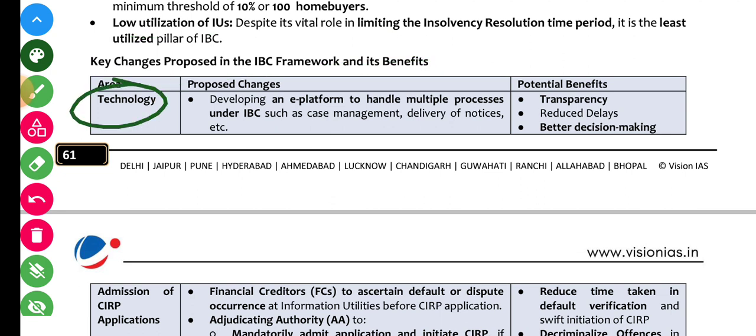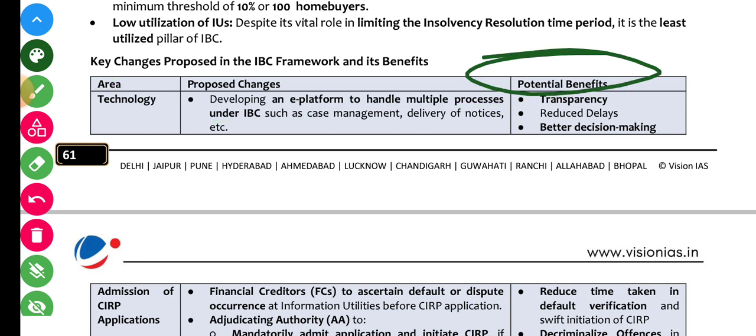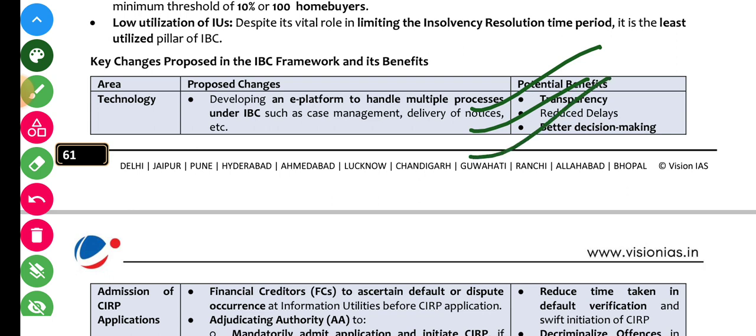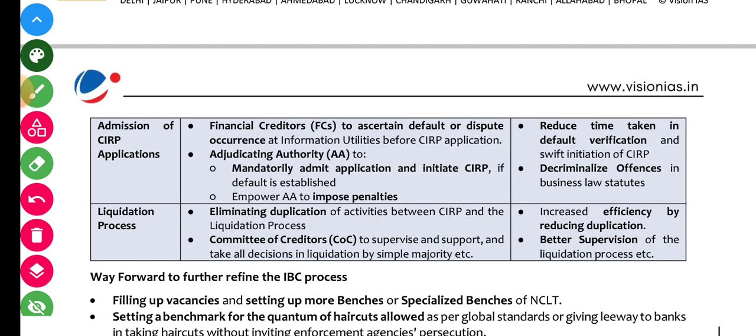Next are the key changes proposed in the IBC framework and their benefits. Area: technology, an e-platform to handle multiple processes under IBC. Potential benefits: what will we get from the changes proposed in the IBC? That is transparency, reduced delays, better decision making.